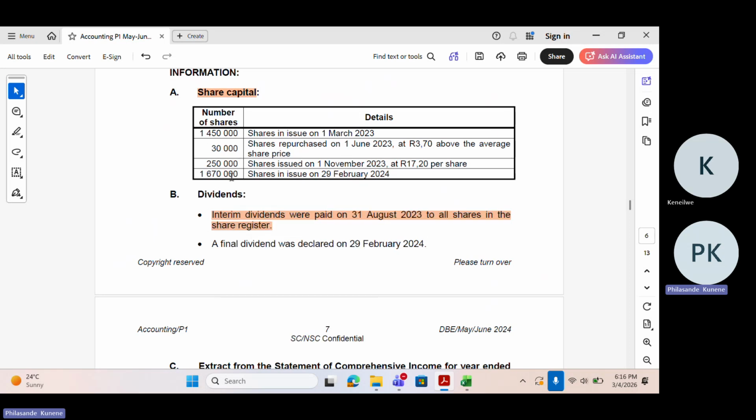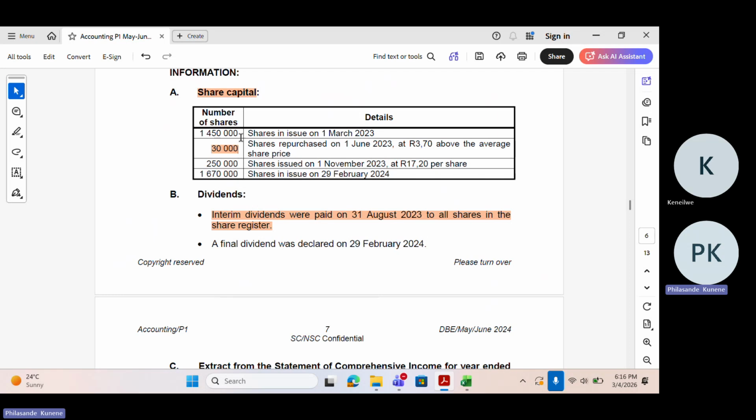When did we buy back the shares? When did we issue the additional shares, so that we can know which shares qualify for interim dividends? For example, if we pay the interim dividends on the 31st of August 2023, these shares don't qualify for interim dividends because we had already bought them back by that time.